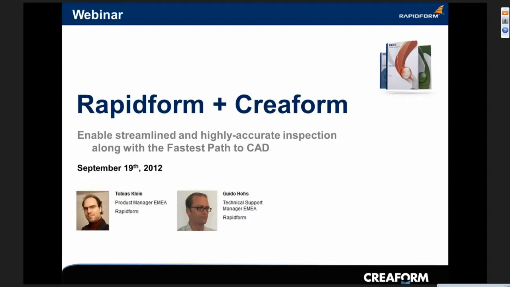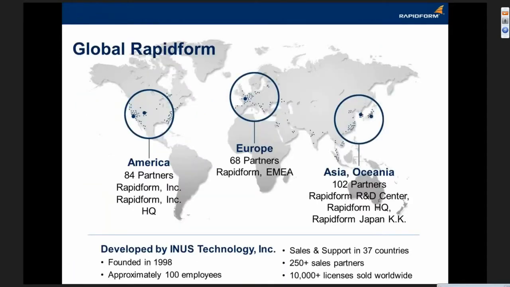So now basically the Rapidform company is in three main areas of the world. We have our headquarters, which is Untitled Technology Inc. in Seoul, South Korea, and they cover Asia and Oceania with 102 partners. There's the Rapidform R&D Center, Rapidform HQ, and Rapidform Japan.